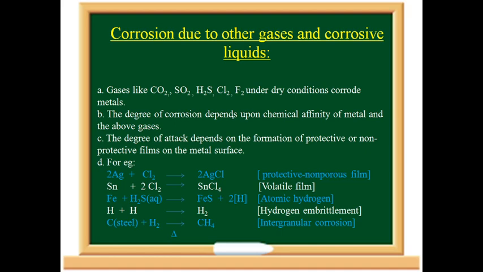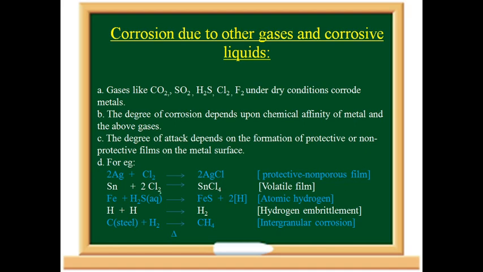Now again, as I told you, it depends upon the affinity of the metal. ज़रूरी नहीं है हर मेटल जो रिएक्ट करेगा वो सेम टाइप ऑफ रिएक्शन देगा, ऐसा ज़रूरी नहीं है. For example, if you see point number D, I have given you the first two reactions, where silver, when exposed to chlorine, silver is a noble metal, forms silver chloride. ये जो सिल्वर क्लोराइड फॉर्म हुआ है, ये एक प्रोटेक्टिव नॉन पोरस फिल्म है. That means the attack does not continue. तो सिल्वर क्लोराइड फॉर्म हुआ है, but it is a protective non-porous film.